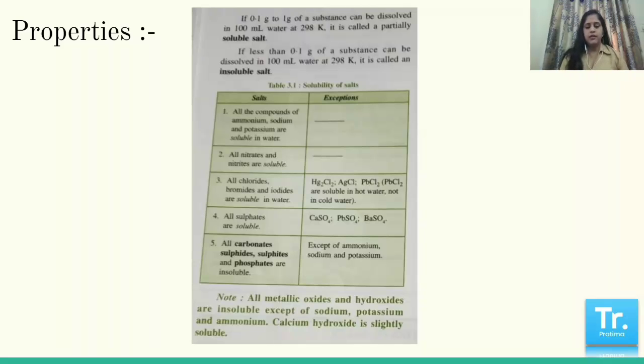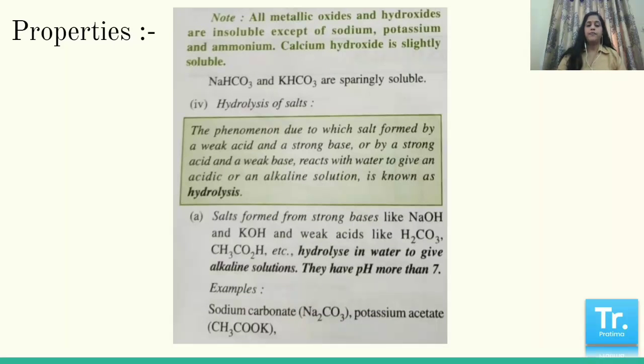So this particular table, if you are remembering it for the naming questions, I guess at least 5 questions from here will definitely be in the question paper. They twist, but they ask. All metallic oxides and hydroxides are insoluble except, as I said, sodium, potassium and ammonium. Calcium hydroxide is slightly soluble, so that's a little exception. Bicarbonates, like sodium bicarbonate and potassium bicarbonate, are sparingly soluble.